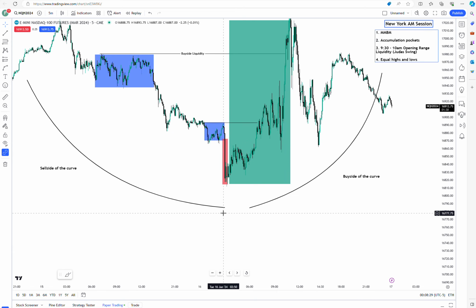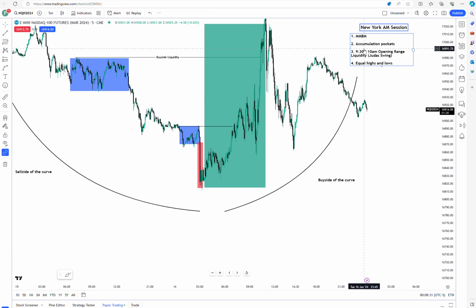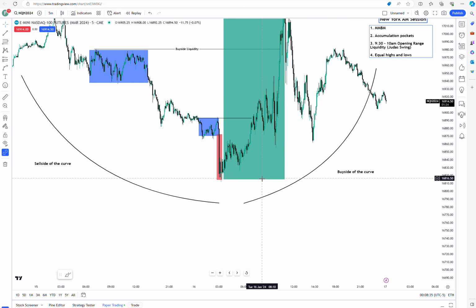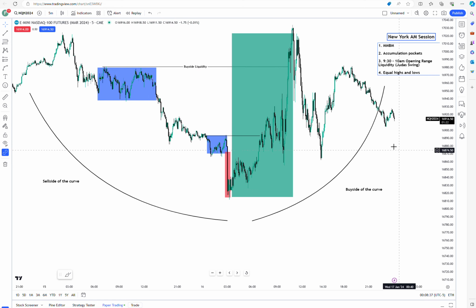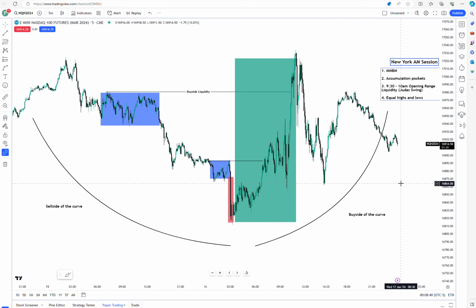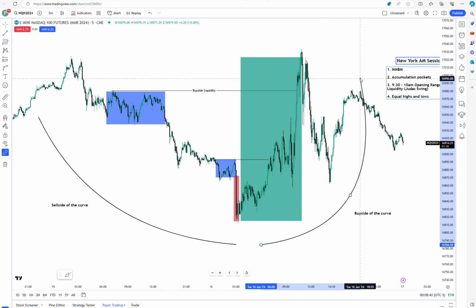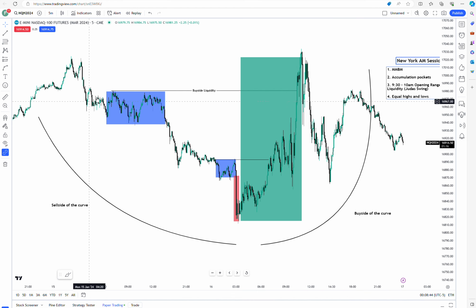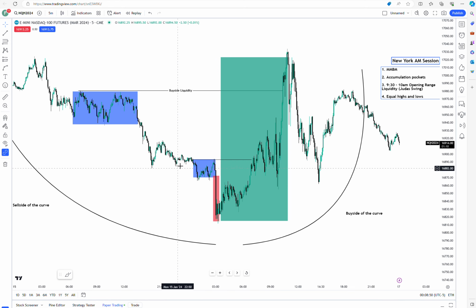So we're going through the markets, and now I want to discuss the 9:30 to 10 o'clock opening range liquidity and the Judas swing, right? That can often happen. So if you want to take a screenshot, take a screenshot. But the market maker buy model, great example yesterday, right? Sell side of the curve, buy side of the curve, power of 3, beautiful example yesterday.